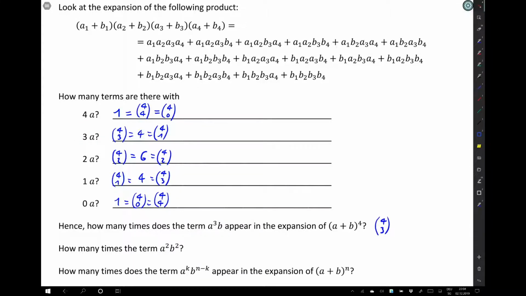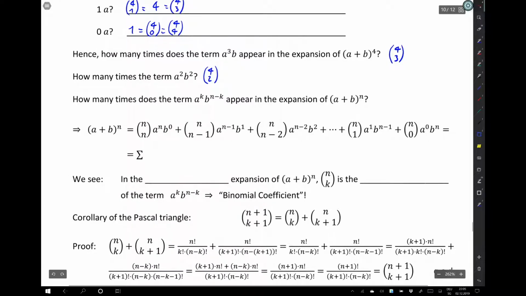How many times does the term a squared b squared appear? Well, that's exactly the same question like up here. How many terms are there with 2 a's? And we see it's 4 choose 2. So when we look now at the expansion of the term (a plus b) to the power of n, how many times does the term a to the power of k, b to the power of n minus k appear in the expansion? Well, from what we have seen before, we understand now that this is n choose k times.